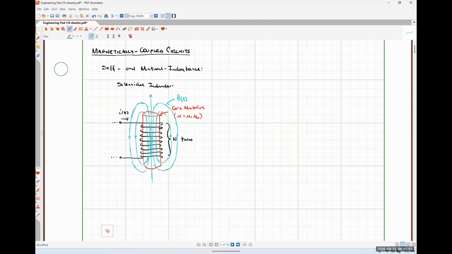For what it's worth, we might also have some voltage drop across our inductor, V of t, like so. And I've drawn this system such that the current I of t is flowing into the positive polarity terminal of our voltage, so that our inductor is absorbing power and energy.